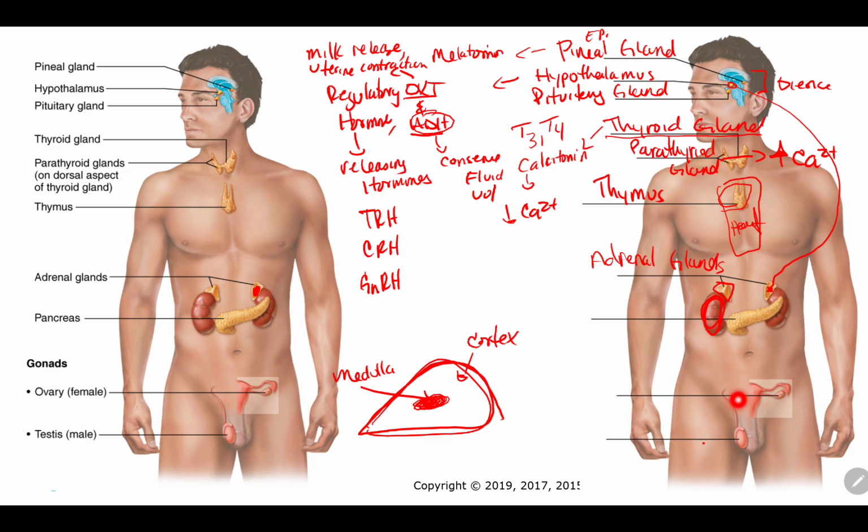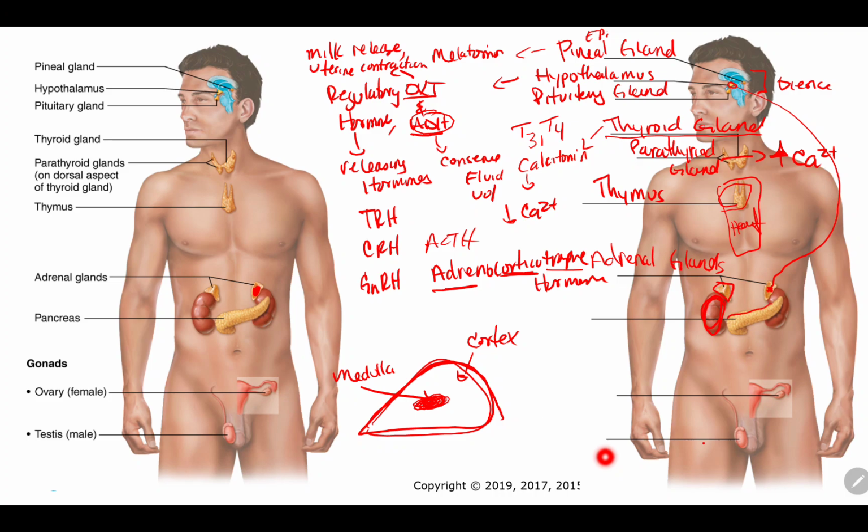But the adrenal cortex is going to be stimulated from that ACTH, right? Adrenocorticotropic hormone, right? And if we just write out the words, adrenocorticotropic hormone is going to go to the adrenal glands, specifically the cortex, okay? It's a tropic hormone, so it's going to tell the adrenal cortex to release its own hormones. Okay, and I'll talk about that in the next slide.